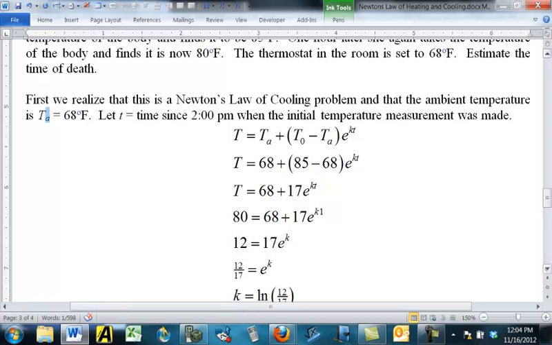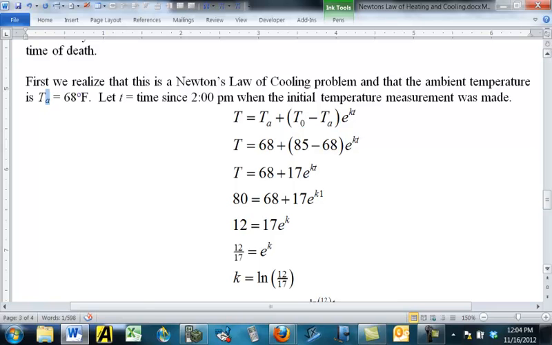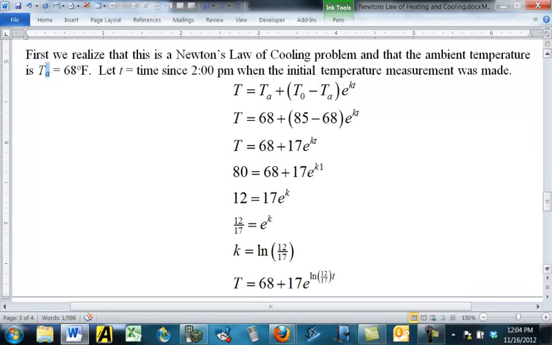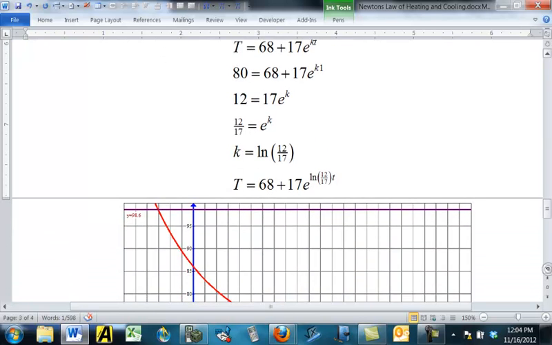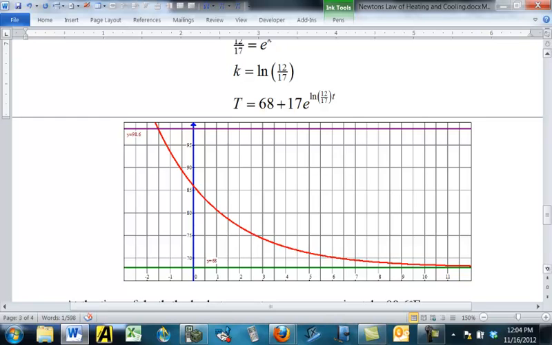And rewrite as a logarithm. k is the natural log of 12/17. So that's the k, which I can plug in. And now our formula is T equals 68 plus 17 e to the natural log of 12/17 t. And we notice that's an exponential decay function. It's decaying, but approaching an asymptote of 68.